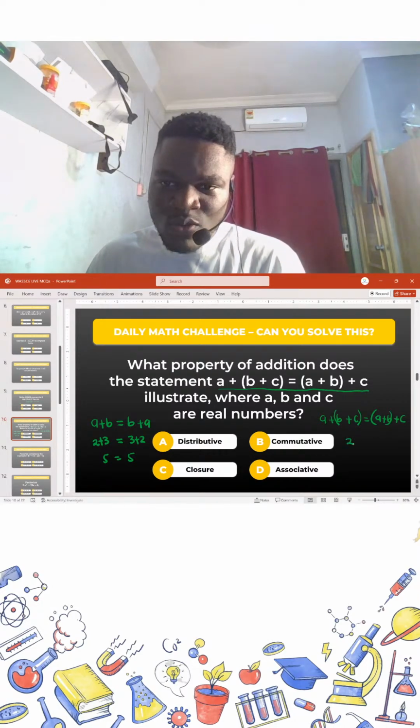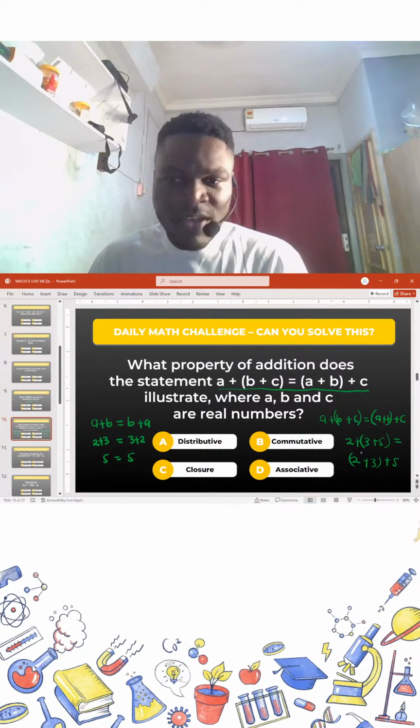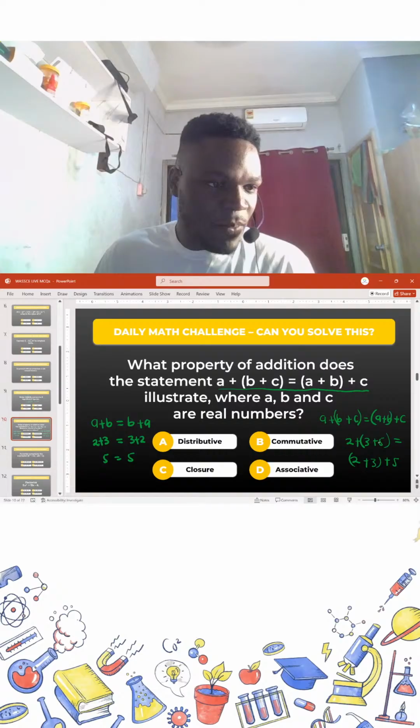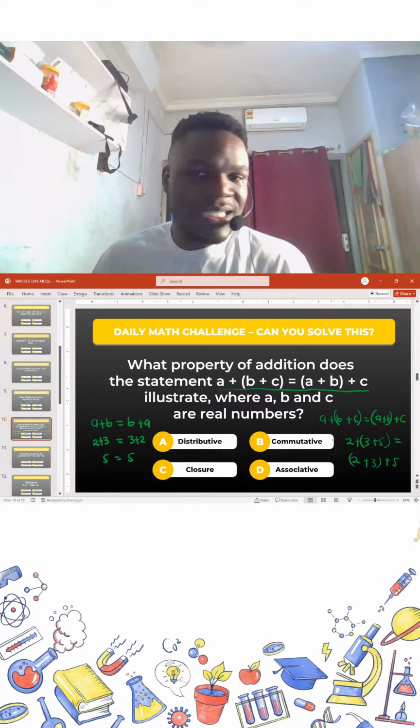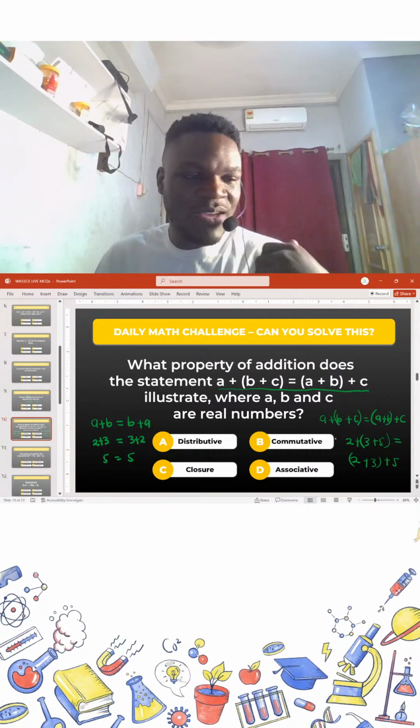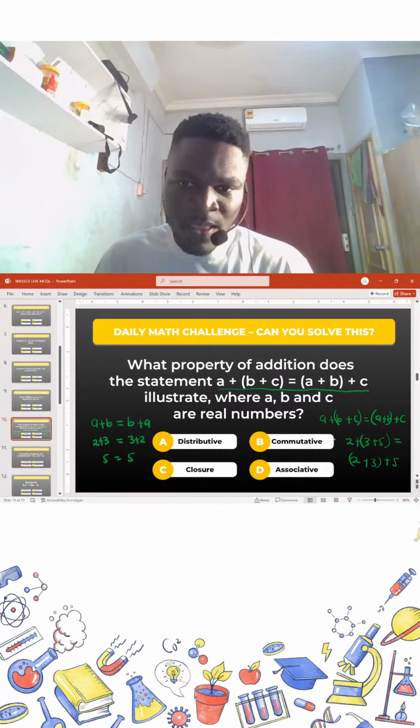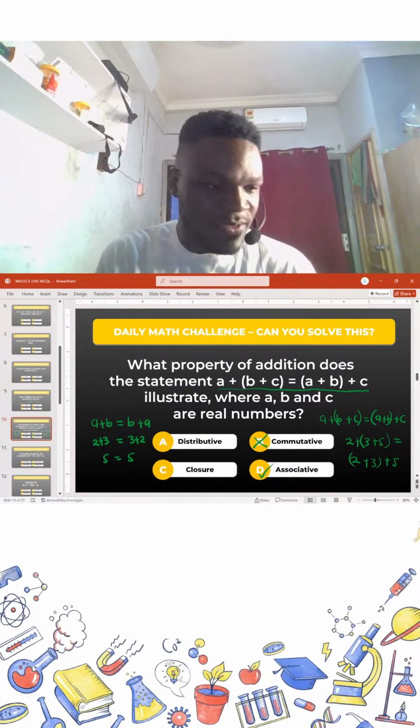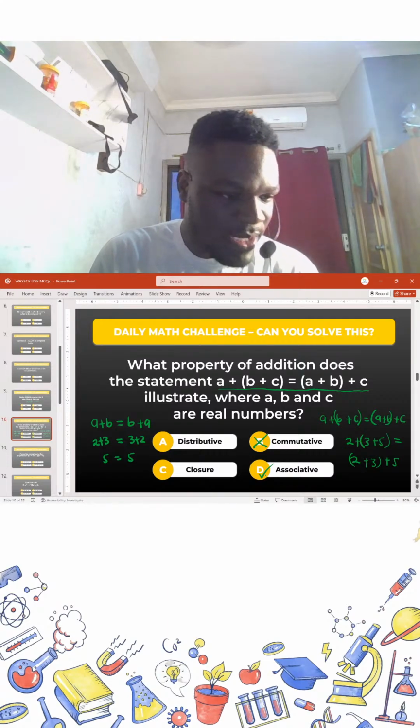And since the sign in between them is addition, they will be associative, because even if I have the expression 2 plus 3 plus 5, and I group 2 plus 3 before I add the 5, they will all give me the same answer. That is why we say addition is associative, it is even commutative, and it is even distributive. Are we okay? So the correct answer is not commutativity, it is actually associative. Please, I hope you understand.